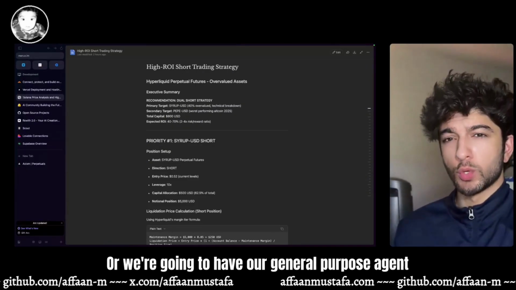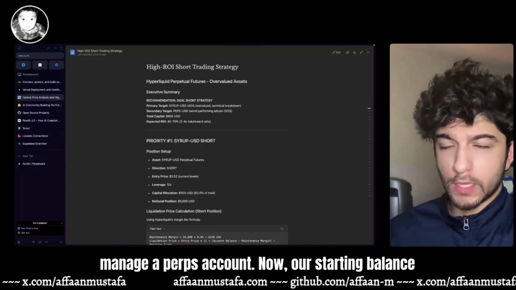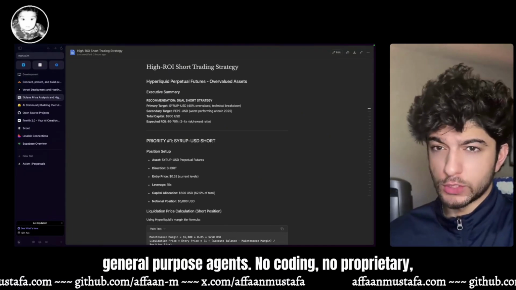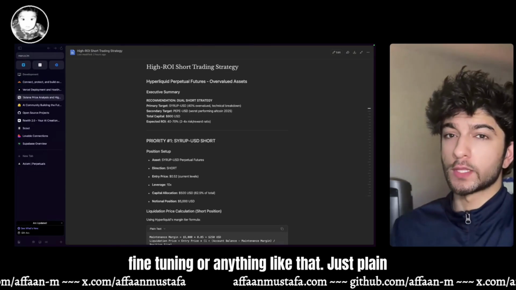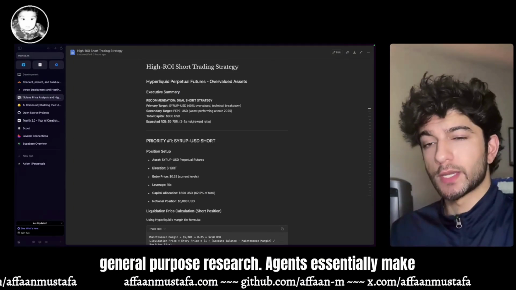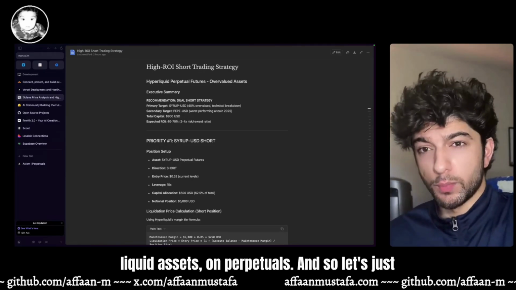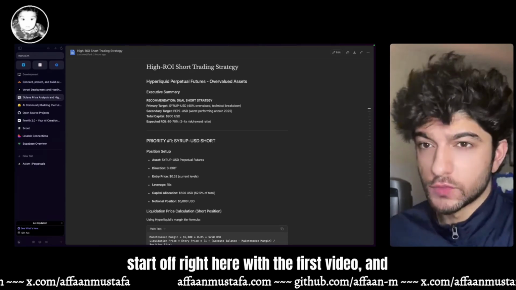Or we're going to have our general purpose agent manage a perps account. Now our starting balance here is going to be $630. And we're going to have general purpose agents, no coding, no proprietary fine tuning or anything like that. Just plain general purpose research agents essentially make our trades for us. For this will be HyperLiquid's platform, and we'll be trading HyperLiquid assets on Perpetuals. And so let's just start off right here with the first video, and we'll check in a few days to see how this performed.